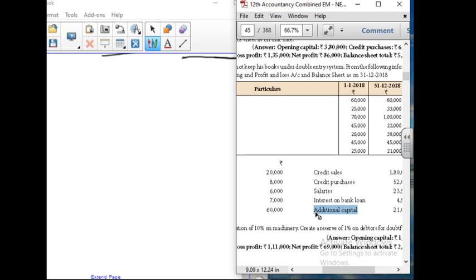This is a very important question and it is a creative question. You can see it in the students activity. What is this additional capital used for? For this you can create the answer on your own.